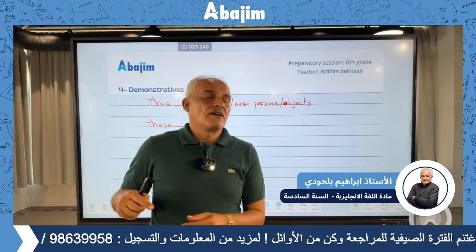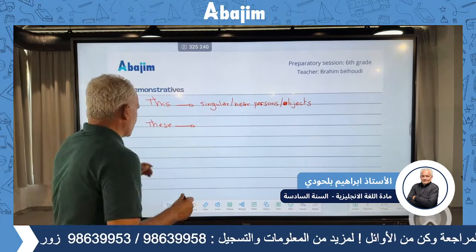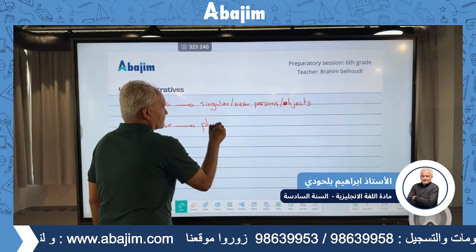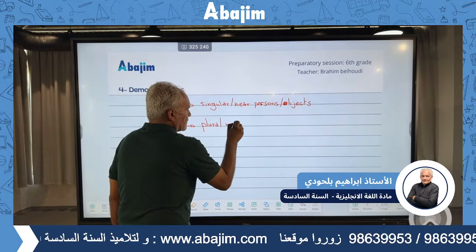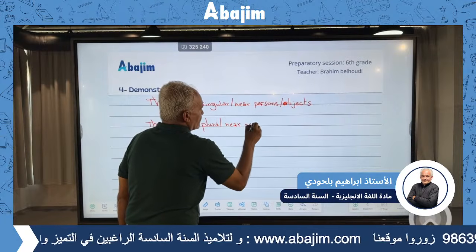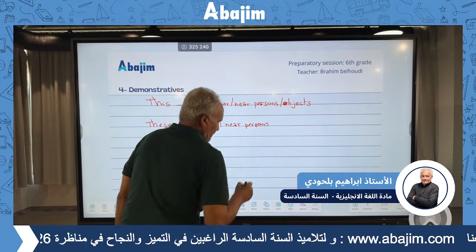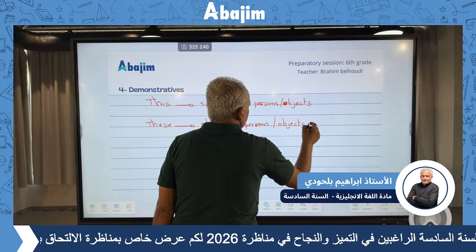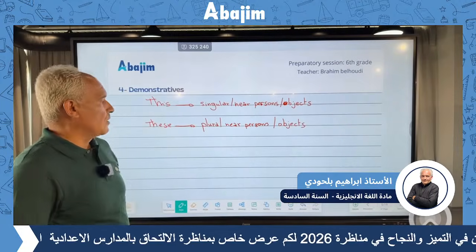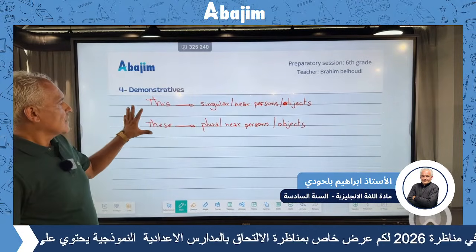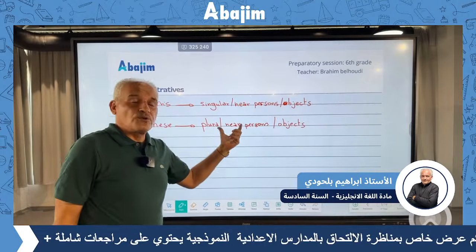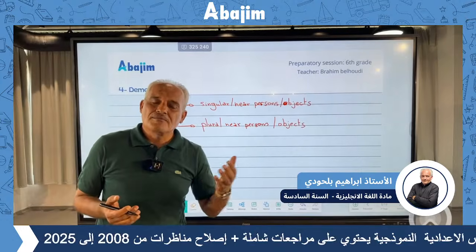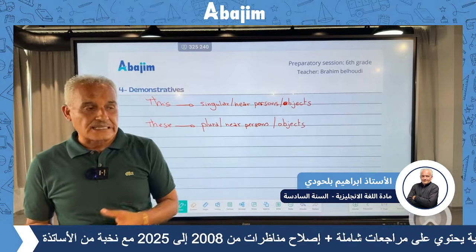my chair, okay? So if it is singular, then these is used with the plural: near persons, objects, plants, animals, and so on. Okay, these is used with plural nouns. Okay, before plural nouns. These are my friends. These are my parents. These are my books.